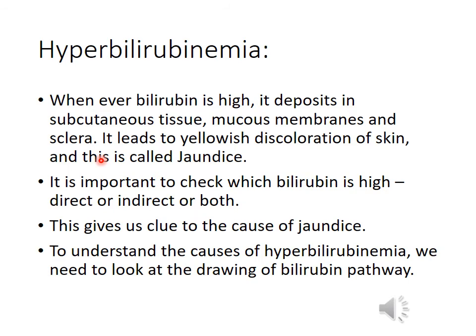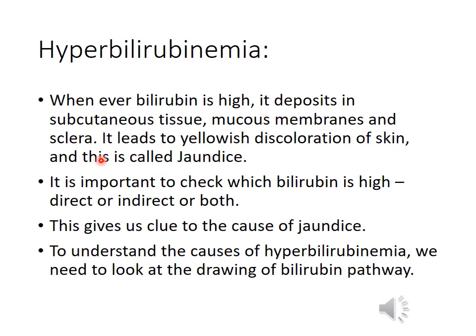Whenever bilirubin is high, it will deposit in the subcutaneous tissue and mucous membrane. We know bilirubin is yellow in color, so when it deposits in subcutaneous tissue, it will lead to yellowish discoloration of the skin. This is called jaundice. In jaundice, we need to check which bilirubin is high. Is direct bilirubin high, or is indirect bilirubin high, or are both of them high? Because depending on which bilirubin is high, the cause of jaundice is different.